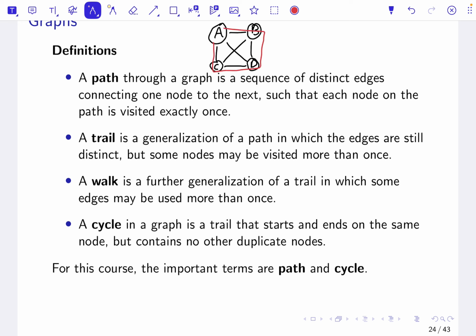A, C, D, B, A is a cycle. A, C, D, B, C, A is not a cycle because we repeated vertex C, and we also repeated the edge C to A. The important terms that'll come up in this course are path and cycle.